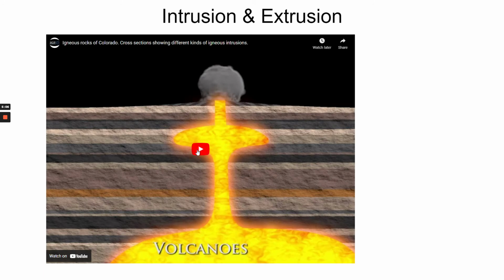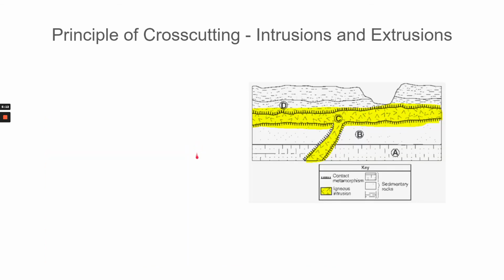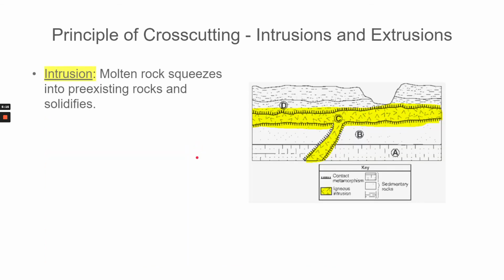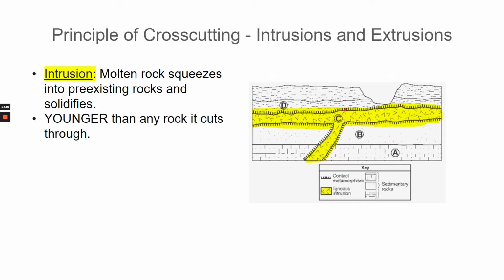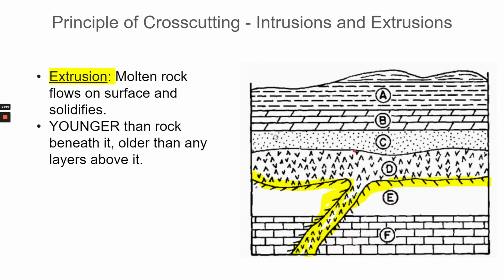And now I just want to review the difference between intrusions and extrusions. So an intrusion occurs, okay, remember, intrusion is inside. We learned about this when we talked about igneous rocks. When molten rock is squeezing into pre-existing rocks and solidifies. So this never reaches the surface. The way you can tell that it's an intrusion is that there is contact metamorphism along all sides of this intrusion. And this is always going to be younger than anything it's cutting through.